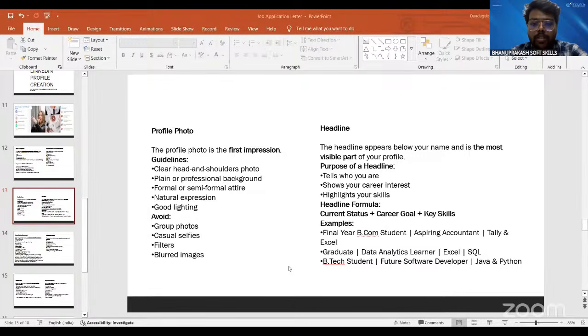No God photos. It's your photo. God photos and everything are related to our social media. Like in WhatsApp, in Instagram, you can add it. But this is an online resume. This is just like a living resume. So you should add your photo. If you add the God photo, that is related to God information, right?